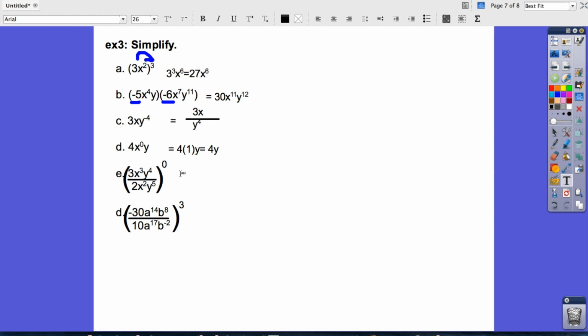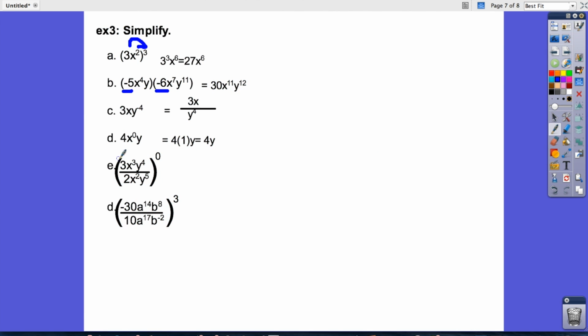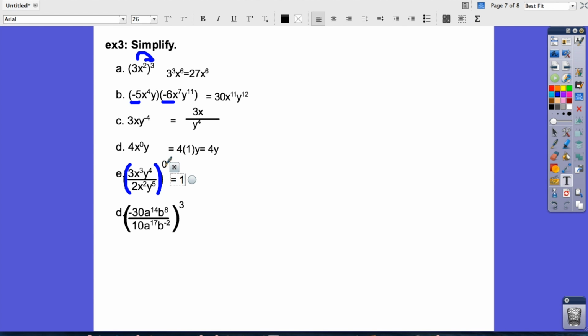E, now before you go through the whole thing and start solving it only to be upset later, notice that this entire quantity is being raised to the 0 power. Because it's being raised to the 0 power, that means this 0 is being applied to everything. Therefore, your answer is only 1. Please make sure you're mindful of that because you are going to see that on a future quiz.